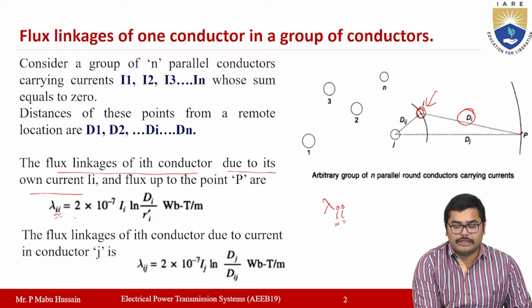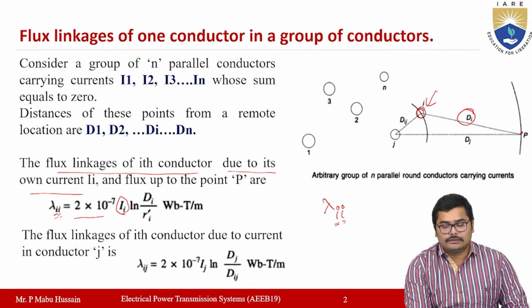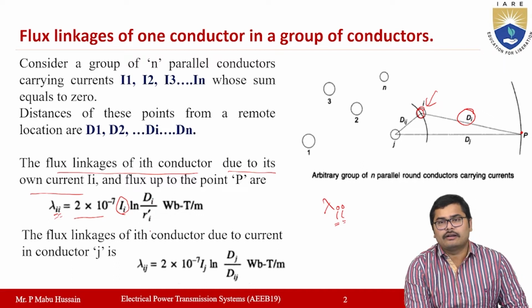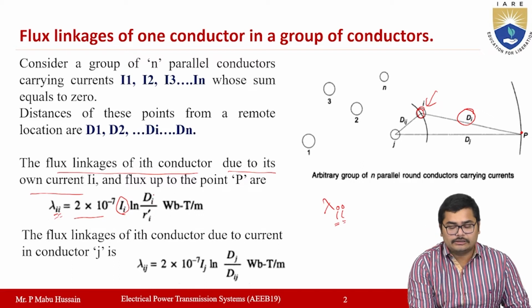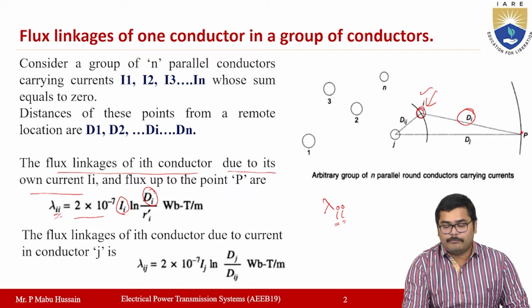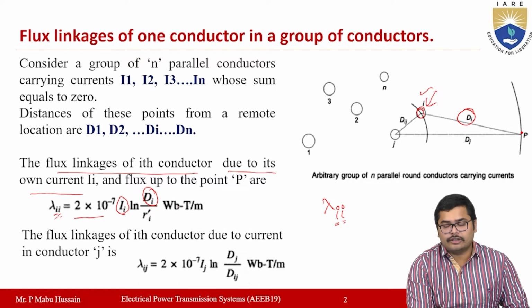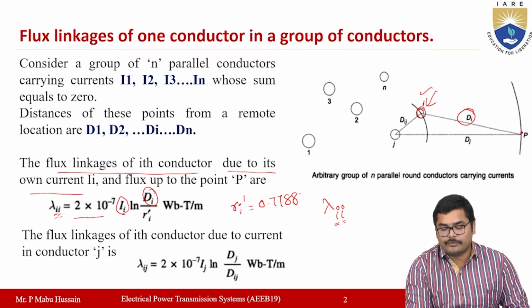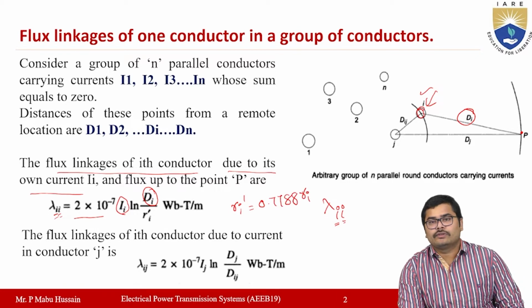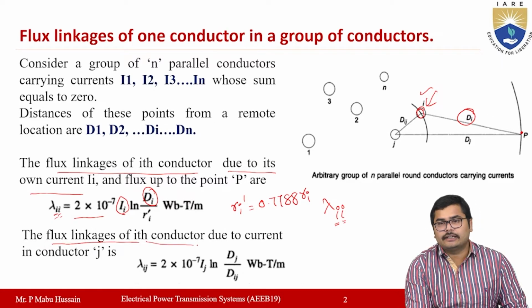This value will be equal to 2 into 10 power minus 7, times the current flowing through the conductor Ii, times ln Di by Ri dash. Here Di is the distance from the ith conductor to the remote point P, and Ri dash is the radius of that particular conductor. This Ri dash value will be equal to 0.7788 times Ri.